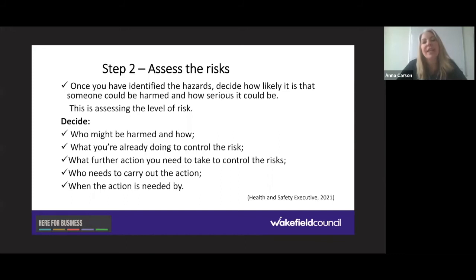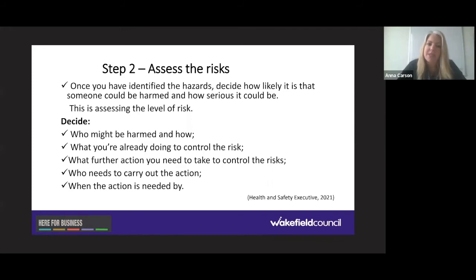Okay, so the second step is to assess the risks. So once we've identified the hazards, we then need to decide how likely it is that somebody could be harmed and how serious that harm could be. And this is what we call assessing the level of risk.